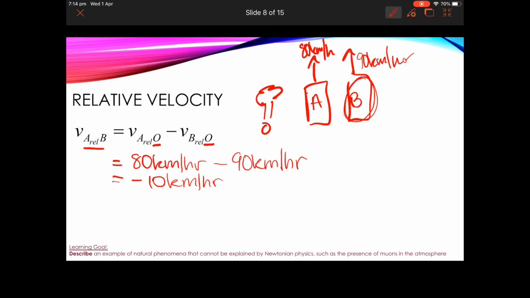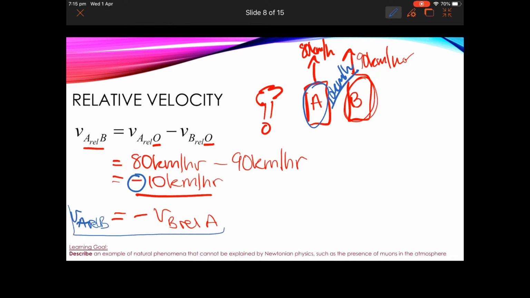And what you'll actually notice, guys, about that value is that it's equal to the negative value of B relative to A. So on the previous slide, I said that we would see this guy traveling at 10 kilometers per hour because they're traveling faster than us, but he sees us as traveling at negative 10 kilometers per hour. So this statement down here at the bottom is also always true.